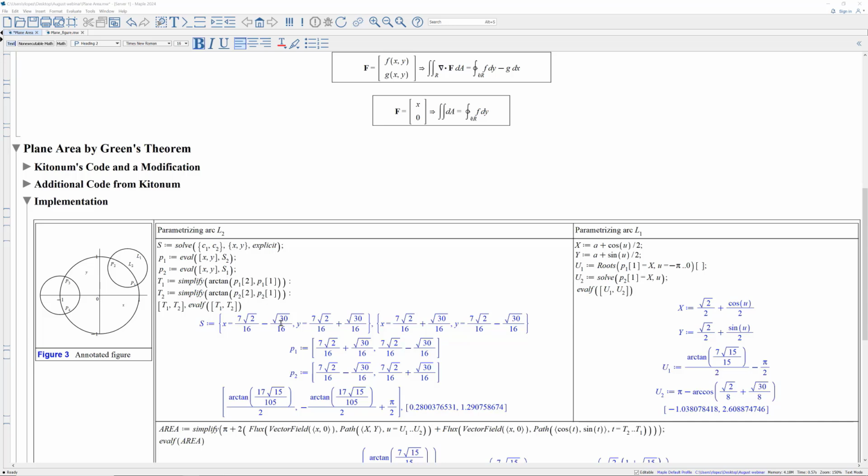This solve command returns two solutions, x, y and x, y. This trick pulls out the x and y values without the x equals, and I can call this list P1 and this list P2. And then I need the angle for the parameter t along that arc. So I compute an arctan of y over x for each.